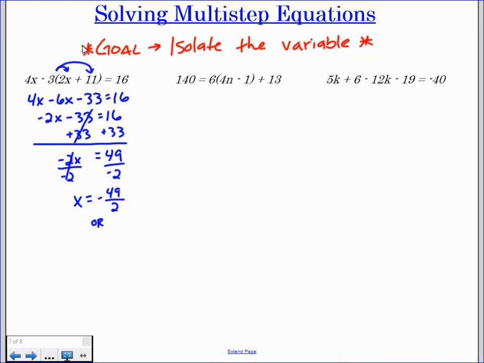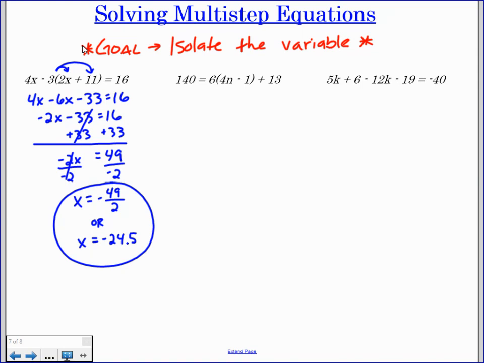Or if you're looking for the exact answer, if you have a calculator, you could actually do this division, and that would give you -24.5. Either of these answers are fine. Sometimes if you don't have a calculator, it can be a little bit challenging to figure out what the decimal value is, so you can just leave it in fraction form, or you can actually divide it out and get the decimal. It does not matter.